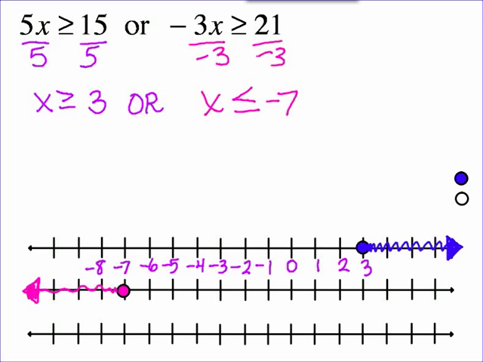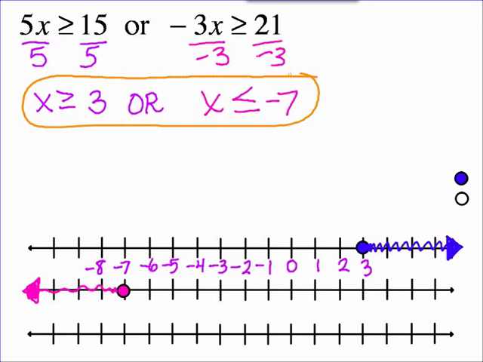Okay, so now my final answer is going to include the solution set of both. So for the solution set, I know first of all I'm going to have a closed circle here and a closed circle there. And I'm going to go ahead and shade to the right, and I'm going to shade to the left. So that is your solution for that. Questions?